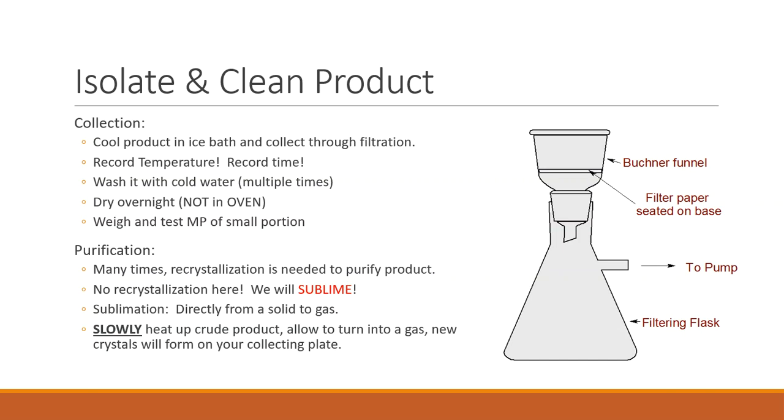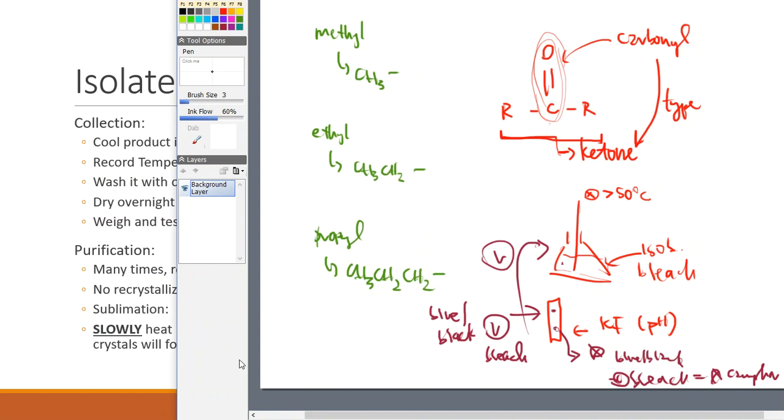Now, the last part of the lab is going to be purification. The purification part basically wants you to do an advanced lab method. And that advanced lab method for us is sublimation. All right, so what does that mean? What does sublimation mean if you've never heard of it before? All right, so let me clear off the screen.